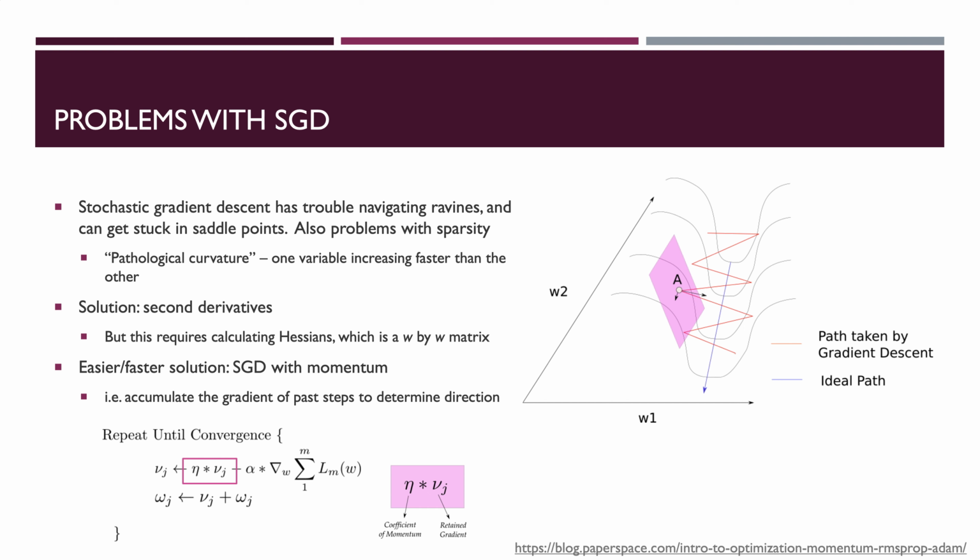So one solution would be to take the second derivatives at every point to figure out how fast the gradient itself is changing and then go in the best direction. But this would require calculating Hessians, which can be really computationally expensive if you have a lot of parameters. So an easier and faster solution is to incorporate something called momentum, where we build up previous values of the gradient and determine the best direction that way. So these formulas look pretty similar to before, but they just incorporate that extra buildup of gradient values.